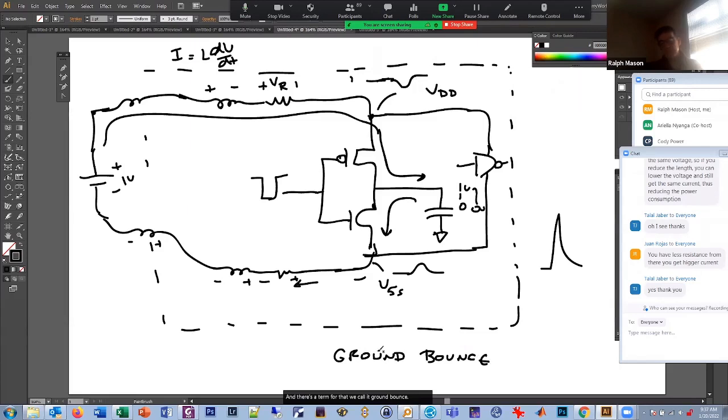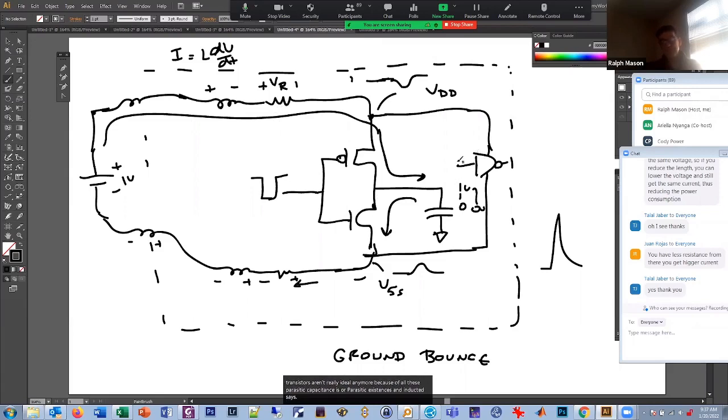Or supply bounce, but the general term is ground bounce, we call it. And that's bad news because it means our supplies to our transistors aren't really ideal anymore because of all these parasitic capacitances or parasitic resistances and inductances.